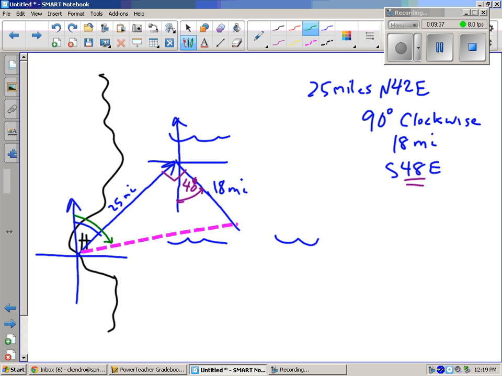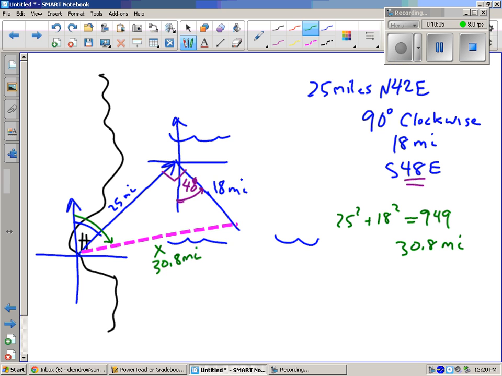Really, Pythagorean theorem is how we're going to find x. So 25 squared plus 18 squared, that equals 949. You take the square root of that and you get about 30.8 miles. So this is 30.8. So if they ever got in trouble, they have to be able to tell the people back at the harbor where they are, how to find them.